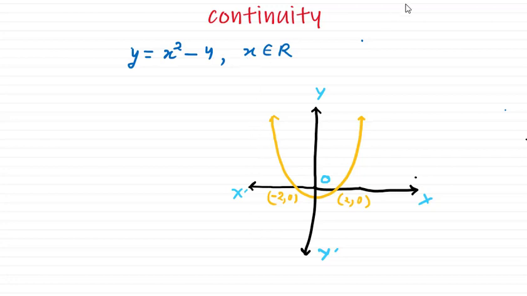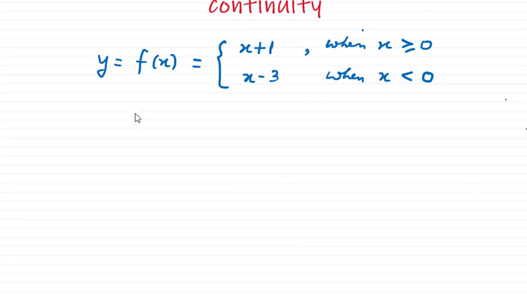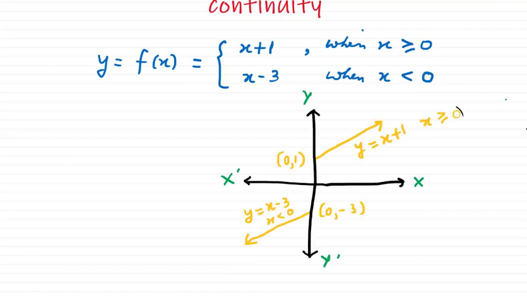Now let's see some more examples. Here I have taken another example. f(x) is x plus 1 when x is greater than or equal to 0, and it is x minus 3 when x is less than 0. Now we will check the continuity of this function. Let's draw the graph for this. So here you can see the graph.